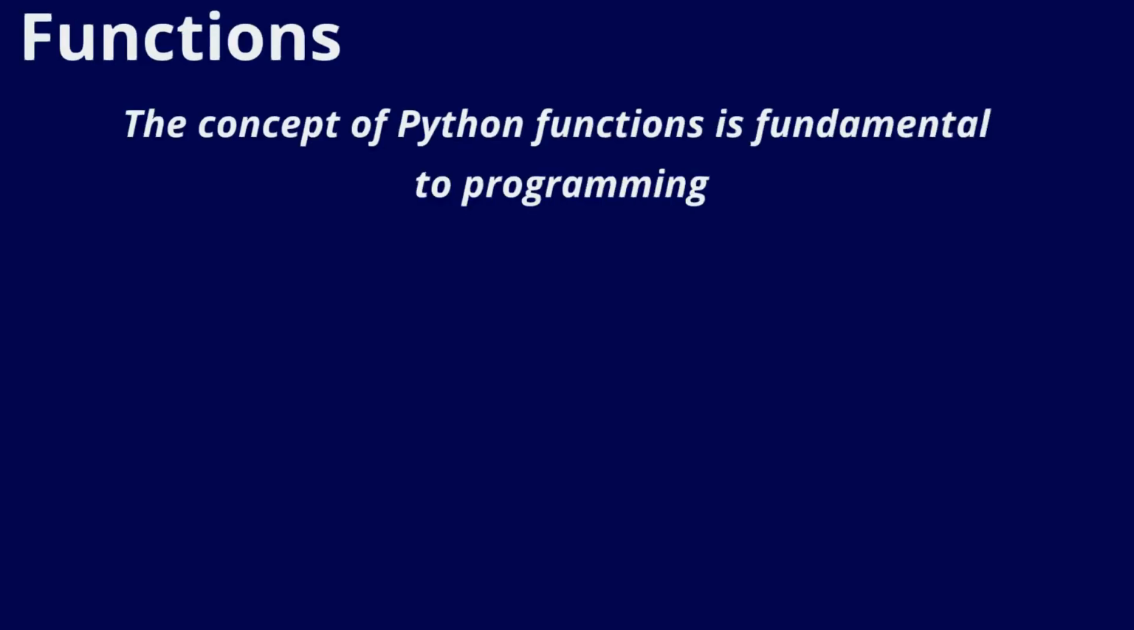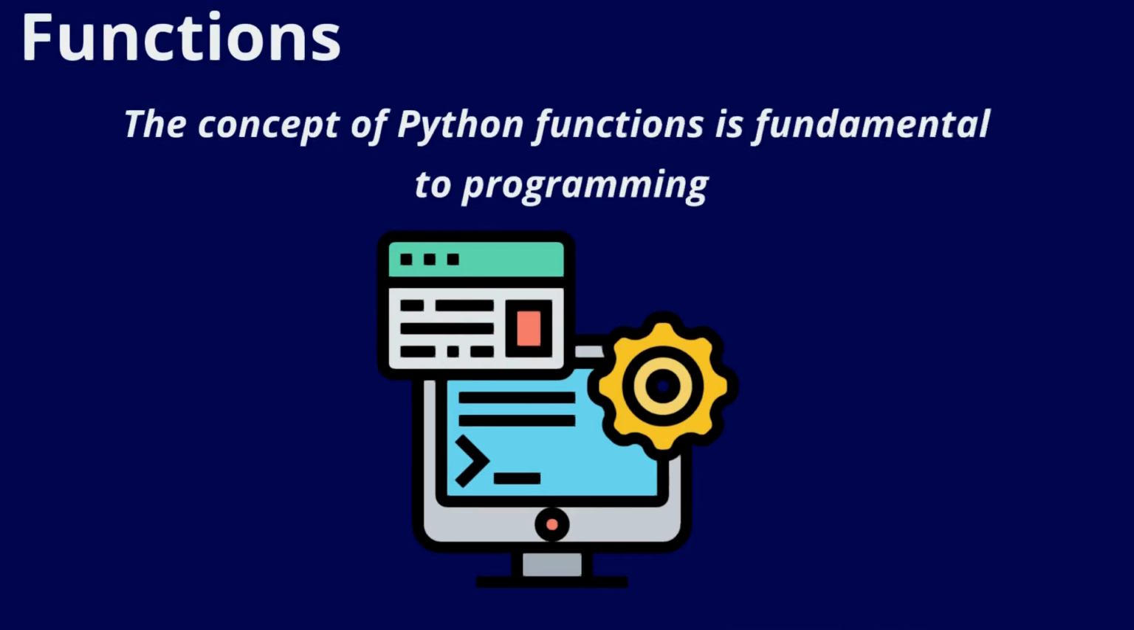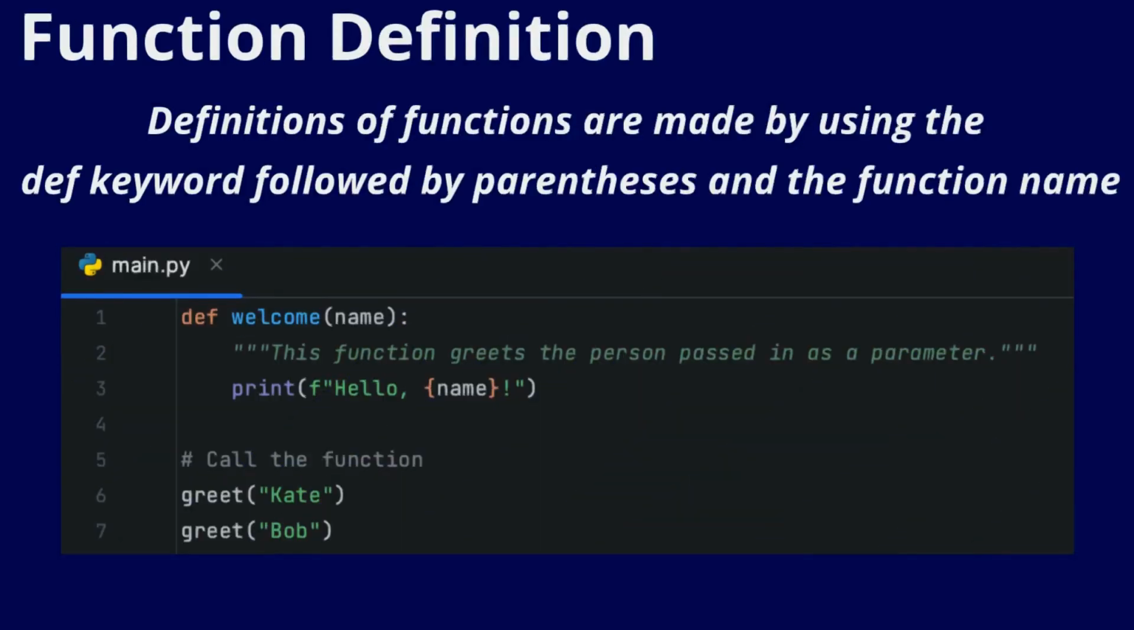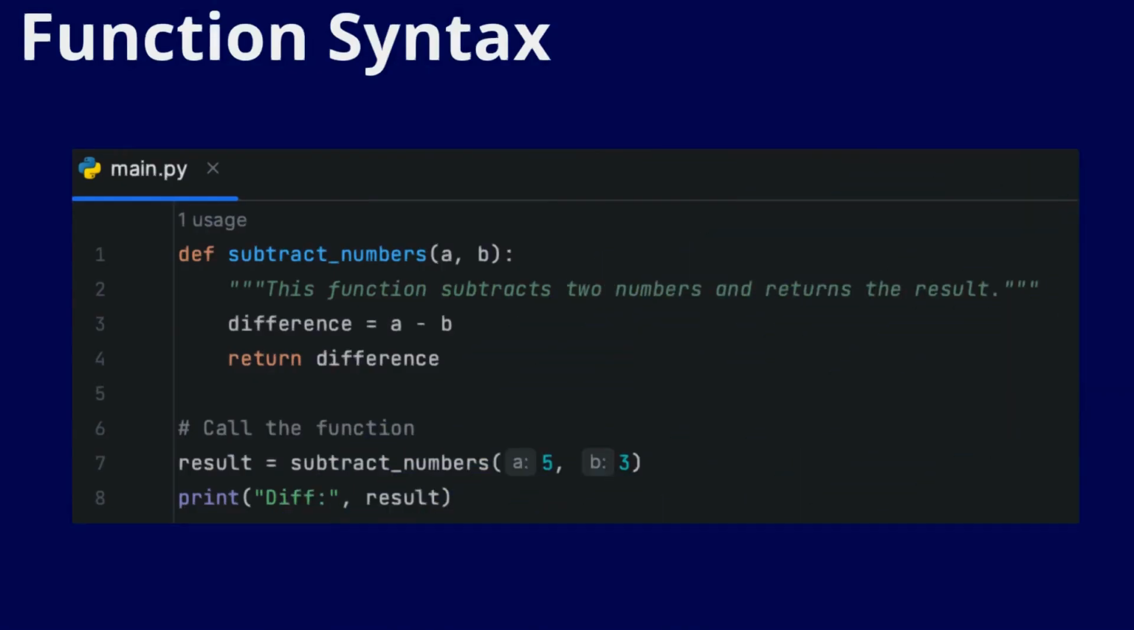Functions. The concept of Python functions is fundamental to programming. Here's what you need to know about Python functions. Number 1. Function definition. The term function in Python refers to a block of reusable code that performs a specific task. In addition to a name, it may have parameters, which are optional, and a return value, which is optional as well. Definitions of functions are made by using the def keyword followed by the function name and parentheses.